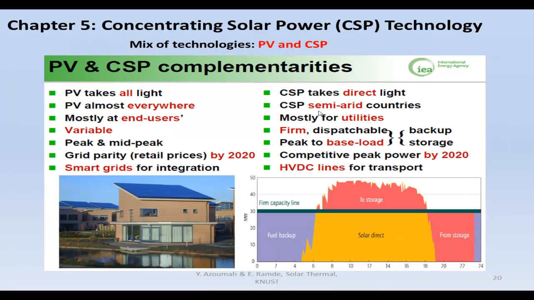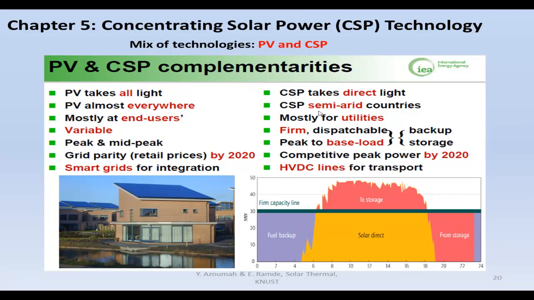To finish, most of the time people want to put PV against CSP or CSP against PV. From my point of view, there's no way to say that PV is better than CSP or CSP is better than PV. I think the two technologies have their weak points and their strong points. For example, CSP takes only direct solar irradiation. So if you are in an area with a very important diffuse component of radiation, you can't use CSP there. The efficiency will be very low.